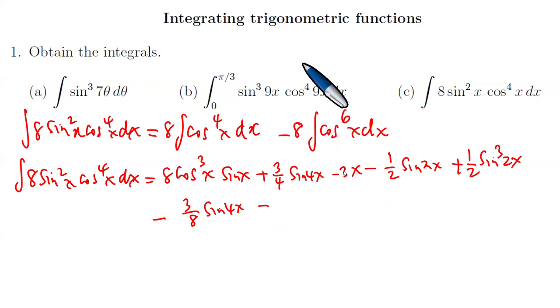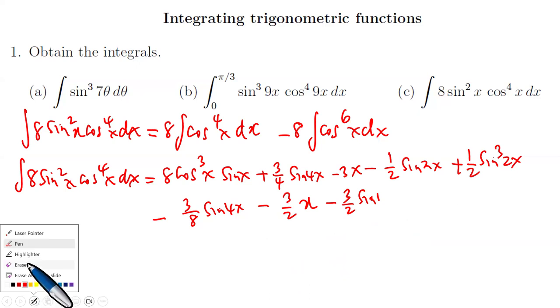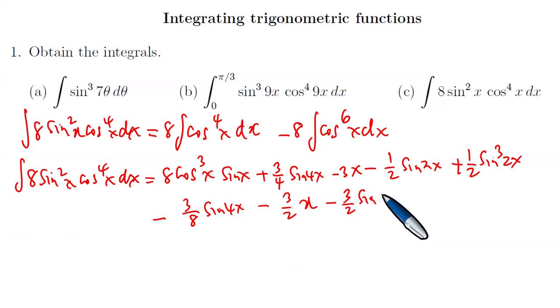3/8. That's fine. We're going to go back to the previous tutorial. So that we have exactly this one, sine 4x minus, okay, that's fine, 3/2 x minus 3/2 the sine of double x, the sine of double x minus x plus C.